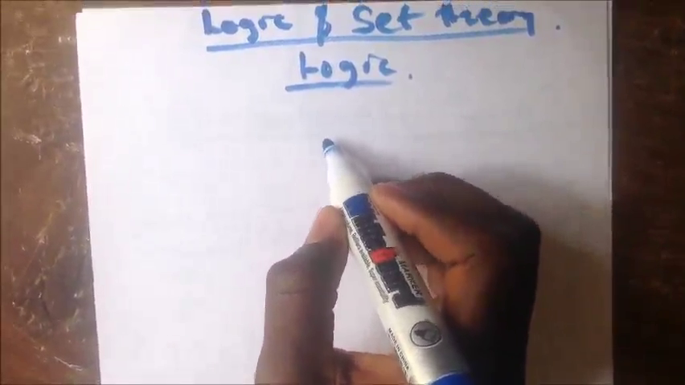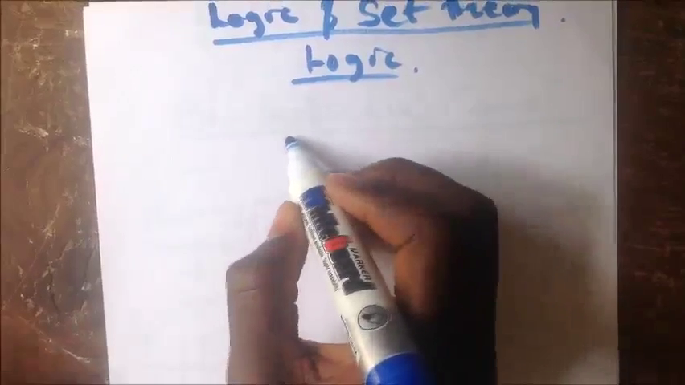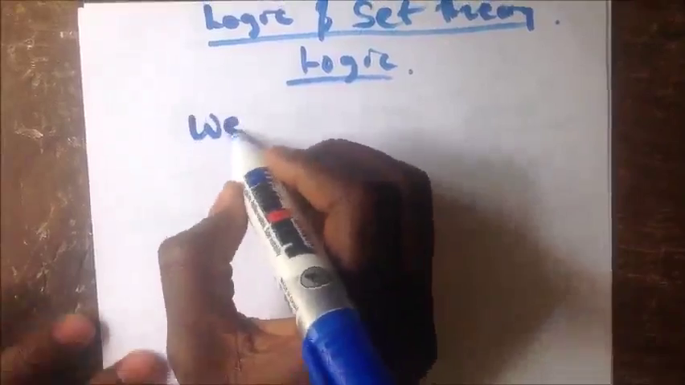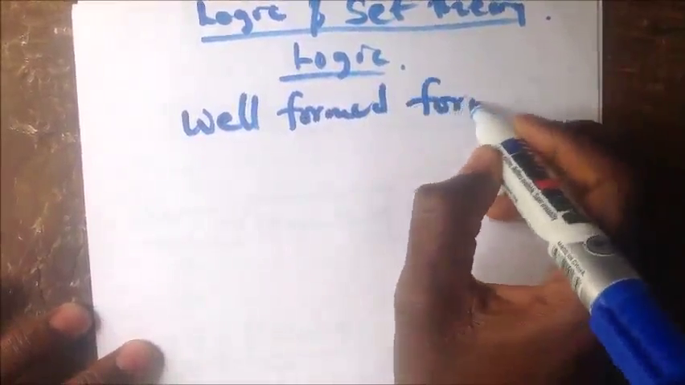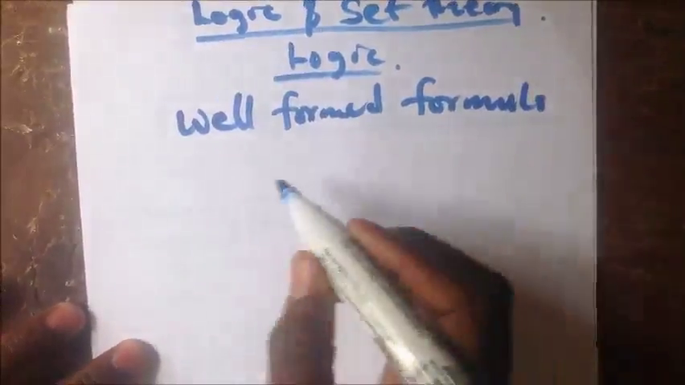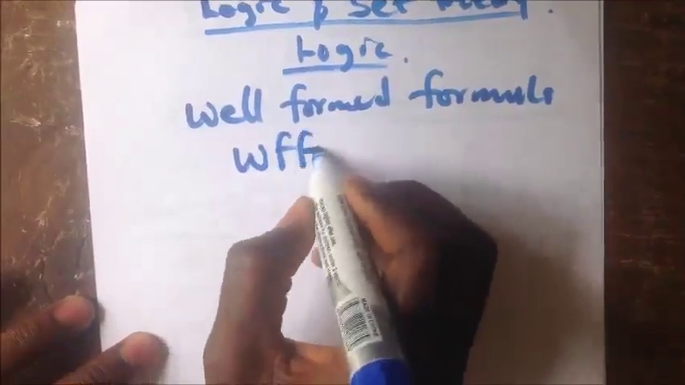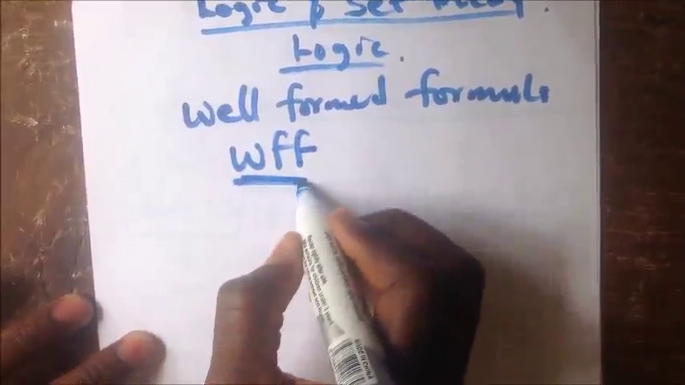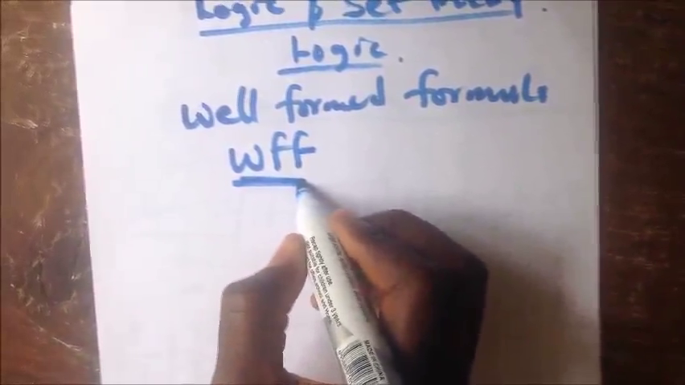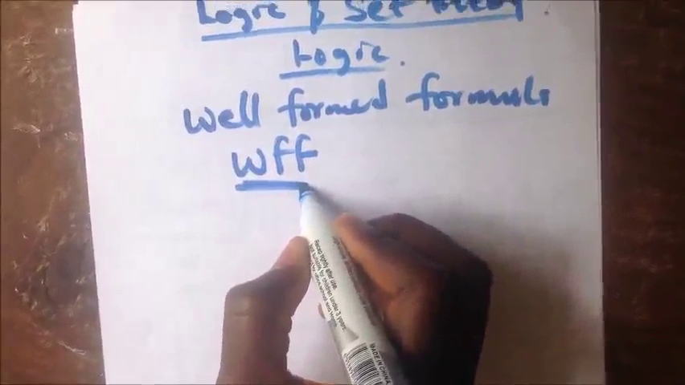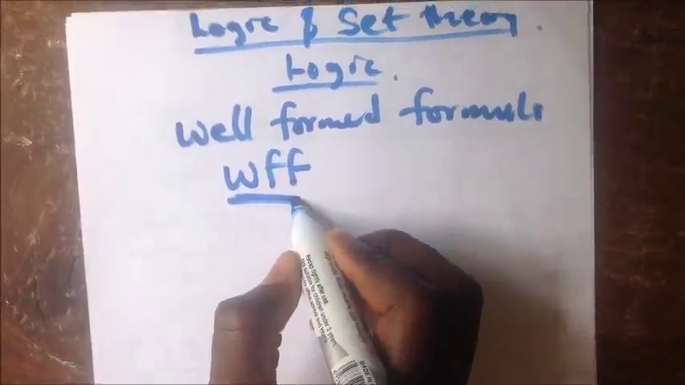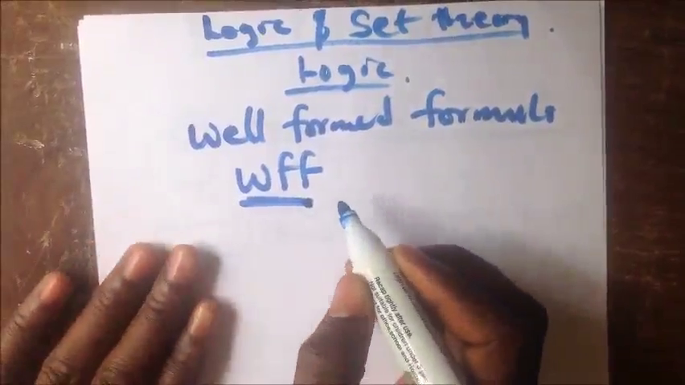We said a well-formed formula is denoted by this, the letter F. That's how we denote a well-formed formula. We say that all proposition statements are well-formed formulas. That is, if they have a truth value, then they are well-formed formulas.